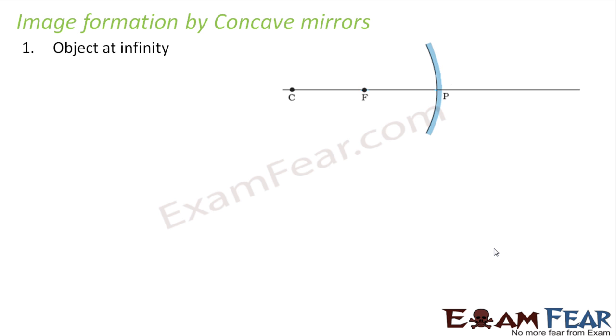So let us take the first scenario where we assume that an object is placed at infinity. So how would be the ray diagram in case of object at infinity? When the object is at infinity, that means the incident rays are coming from some distant point. So we assume that parallel rays of light are coming, right? Because the object is at a very far off distance, we don't know where.